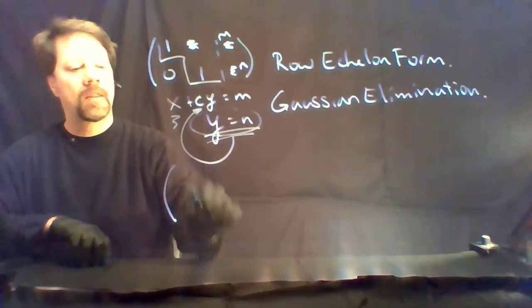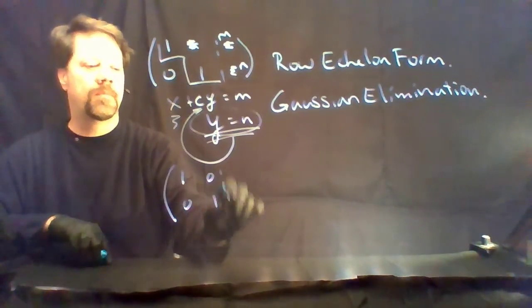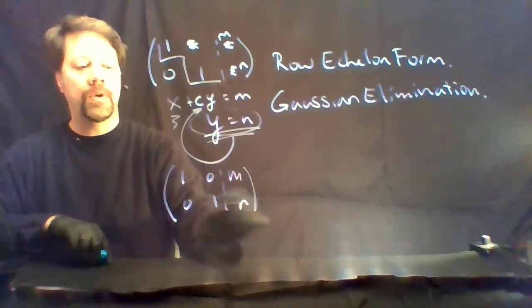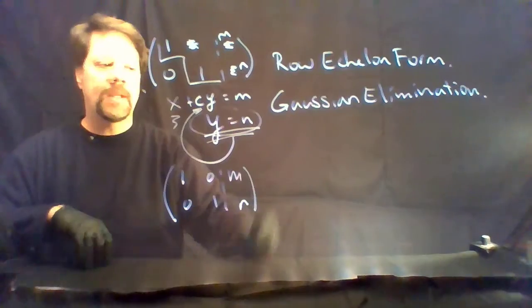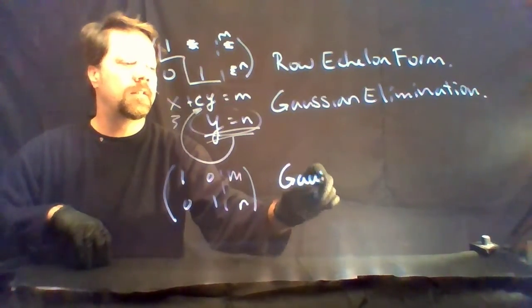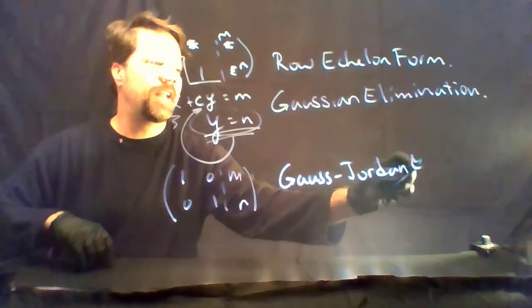Alternatively, if you go all the way to reduced row echelon form, where you can just read the solution off immediately without backward substitution, we call that Gauss-Jordan elimination.